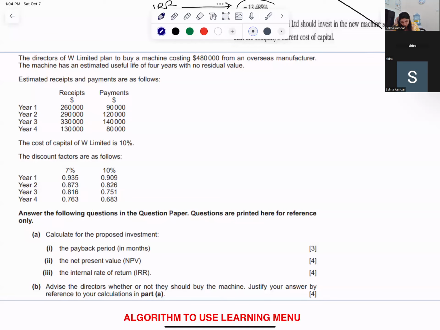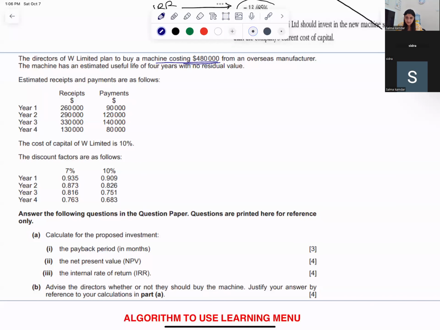Tell me first, for the payback period, what will you do? Look, the machine is costing how much? 480,000. So the initial outlay is how much? Minus 480,000. Okay, fine. So what do you have to calculate over here? You have to calculate the payback period, and they want the payback period in months.